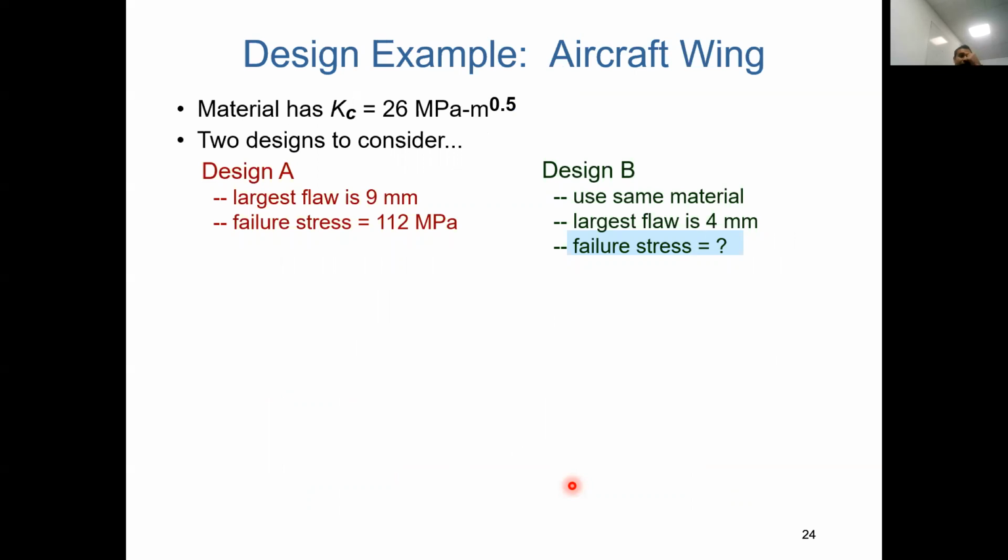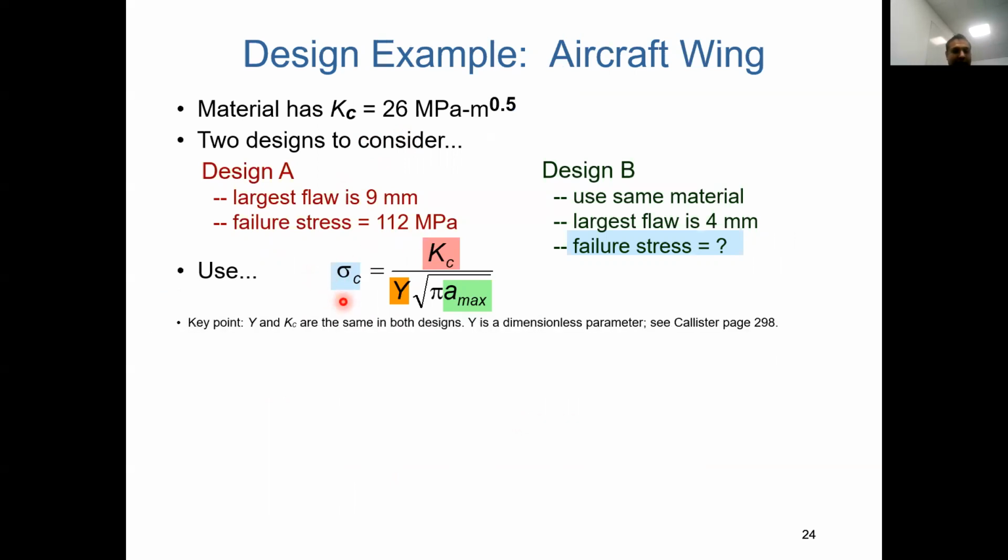Okay, now the material, this is what I was talking about with the aircraft wing. The material has a Kc of 26 megapascal. To design A, the largest flaw is 9 millimeter. The failure stress is 112 megapascal. So we're going to use that, and we can calculate all the bits. We can just put in the values. We have the value for this bit.